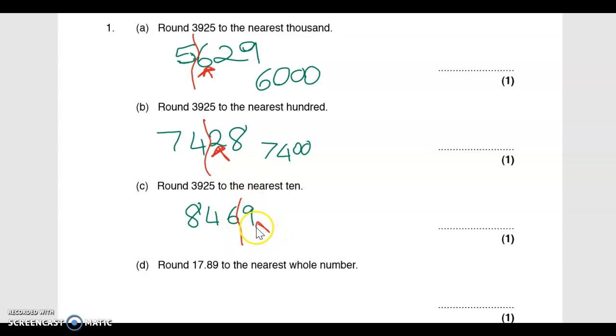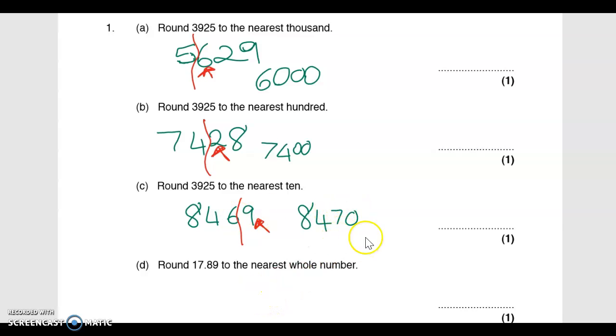And I'm looking at this number here, whether it goes up or down. This is 5 or more, so it means the 6 is going to round up to a 7. The numbers before it, I still have the 8,000 and I still have the 400, but instead of 69, that would round to 70.